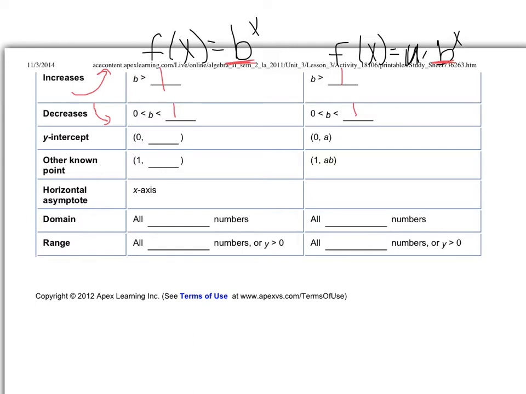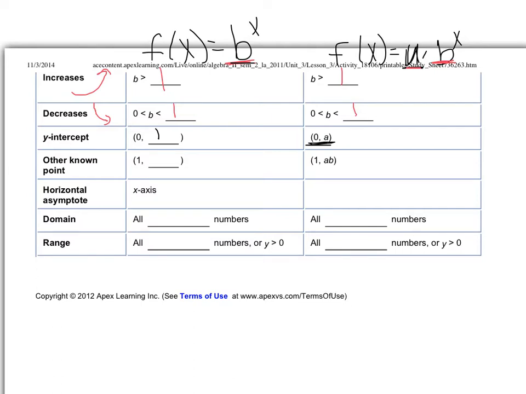So no matter what, our graph is going to cross the y-axis somewhere, and it crosses the y-axis, if it's in the form of b to the x, at the ordered pair (0, 1). If it's in the form of a times b to the x, then it's going to cross the y-axis at the ordered pair (0, a), where a is this number that you have up here in the equation.